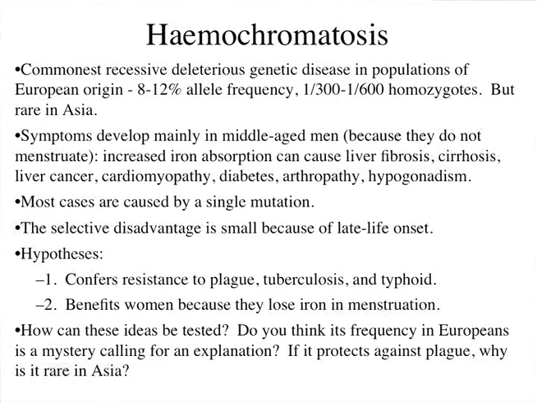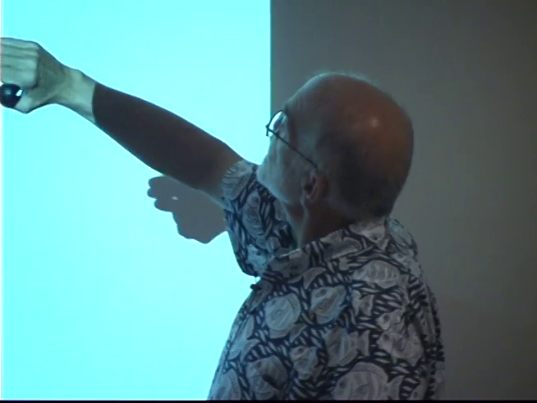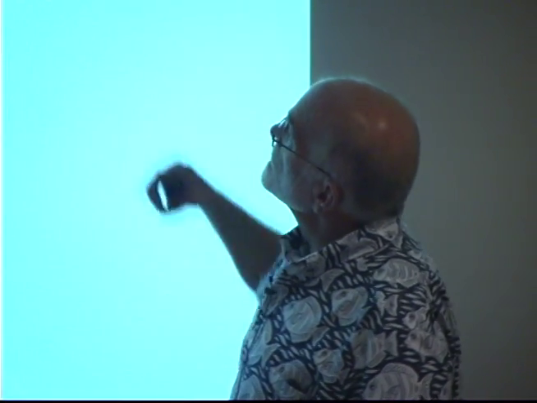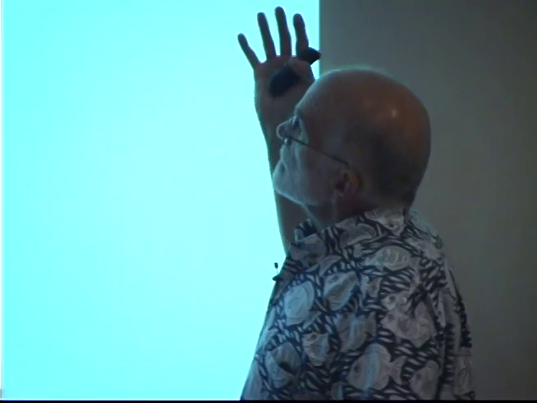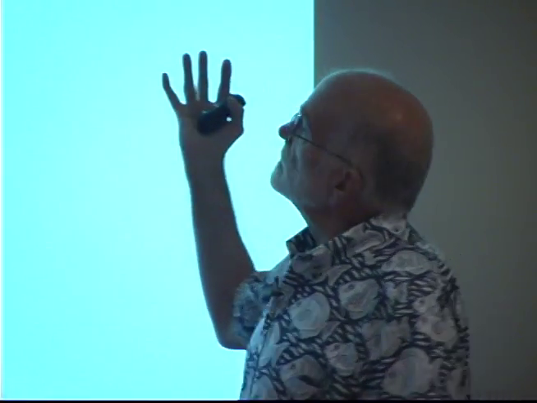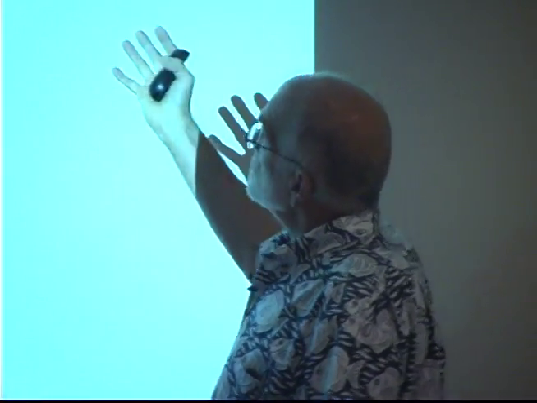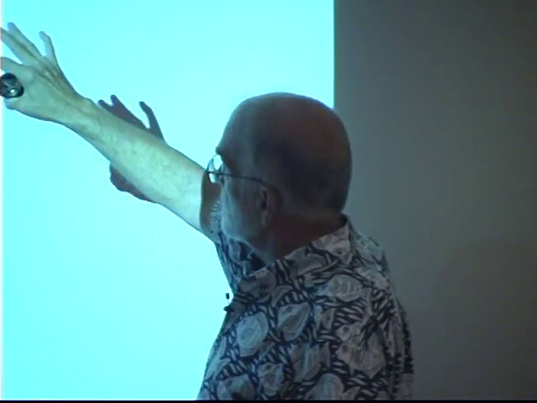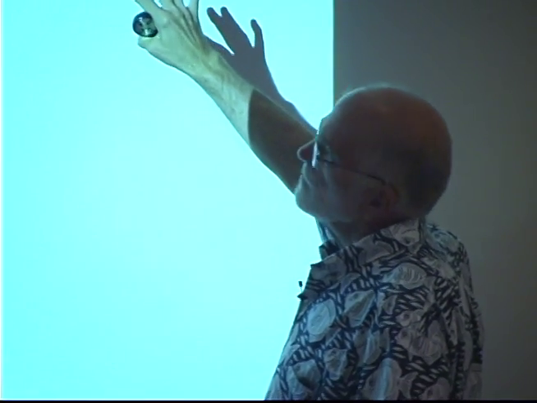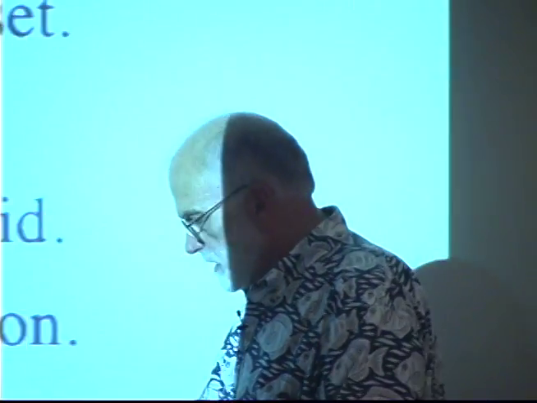Here's an example. This is hemochromatosis. This is the commonest recessive deleterious genetic disease in Europe. It's at a frequency of about 8 to 12%. So 1 in 300 to 1 in 600 people in Europe is a homozygote. It's rare in Asia. Middle-aged men get this disease, okay? They get it because they don't menstruate. They have increased iron absorption, and they can have liver fibrosis, cirrhosis, liver cancer, cardiomyopathy, diabetes, arthropathy, hypogonadism. Males don't like hypogonadism. And they get dark skin.